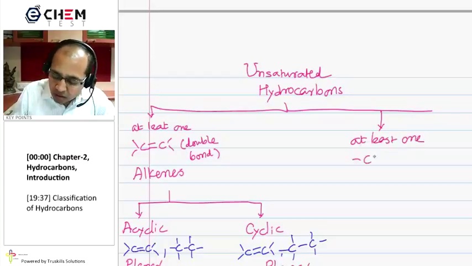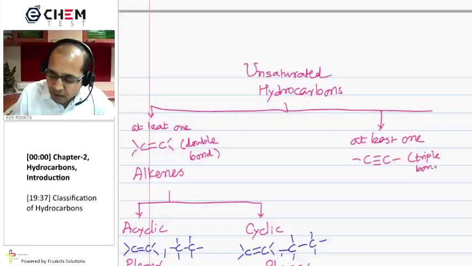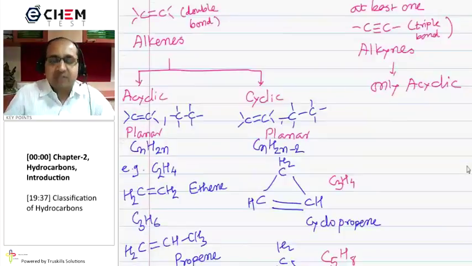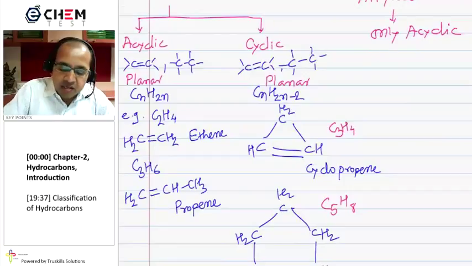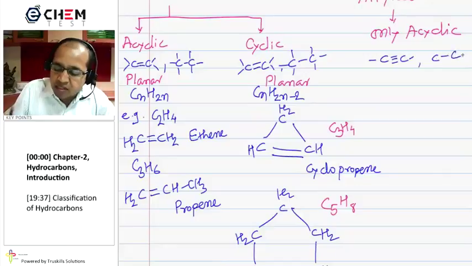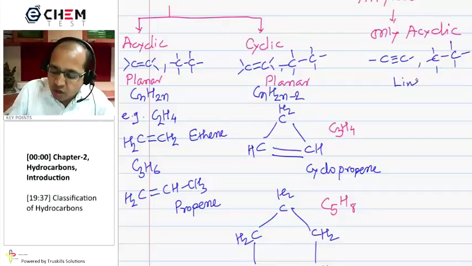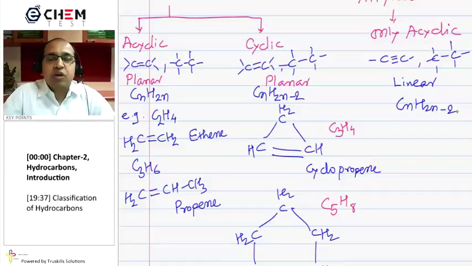The third is an unsaturated hydrocarbon which contains at least one carbon-carbon triple bond. This type of hydrocarbons are known as alkynes, and alkynes are only acyclic in nature. Cyclic alkynes are not possible. Not only that, here if you look at the type of bonding, there is at least one carbon-carbon triple bond, and the others can be single bonds. In addition to that, this type of structures are always linear. Their general formula is also CnH2n minus 2.